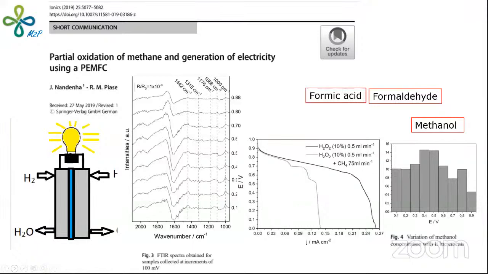So in the first work, we tested the fuel cell concept. There are no large values of current or power density, but the observed current is associated with the formation of products. In the second published work, we started testing the reactor concept, and we verified that the process was not purely Faradaic.